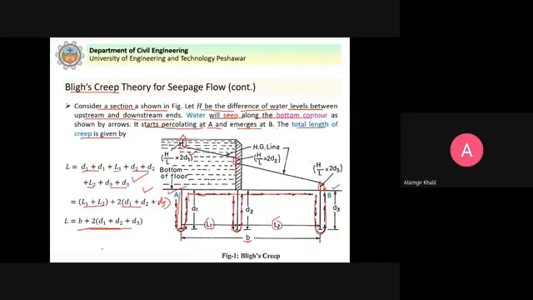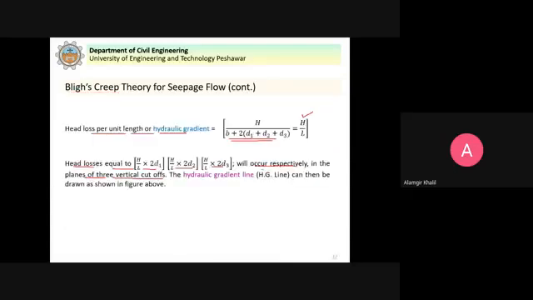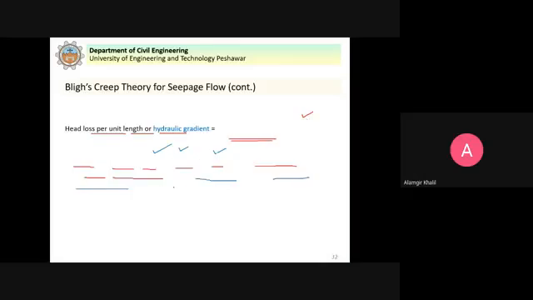What about L1, L2? Easy to understand. If you can see here, if I extend it here, this point here will be H by L times L1. And if I extend it here, so this here will be H by L into L2. So this is how the head loss at the corresponding points will occur. The hydraulic grade line can then be drawn as shown in the figure here. So you see, this is the hydraulic grade line here.